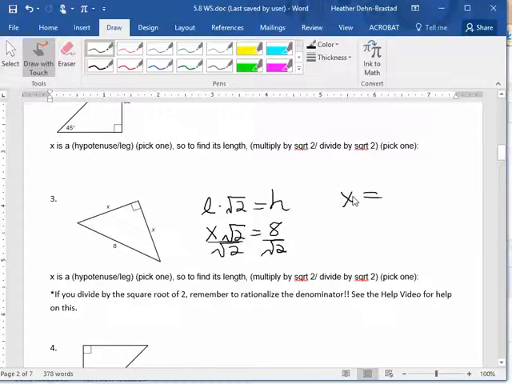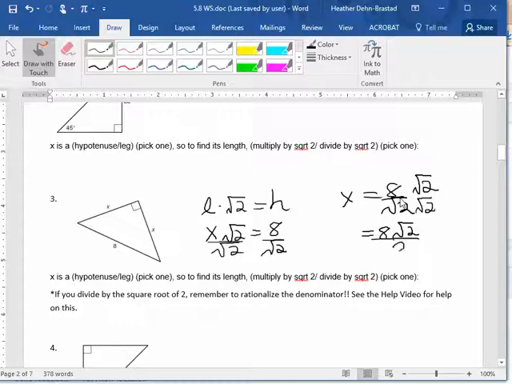Now, if x equals 8 over the square root of 2, you can't leave it like that. Having a radical, a square root, in the denominator is considered not simplified. So I need to multiply both top and bottom by the square root of 2. This is called rationalizing the denominator, kind of a long name for what we're doing. Now here's why this works. When I multiply square root of 2 over square root of 2, that's a form of 1, so that's allowed. So on the top I have 8 times the square root of 2. Now in the denominator I have the square root of 2 times the square root of 2. Well, the square root of 2 times the square root of 2 is square root of 4.